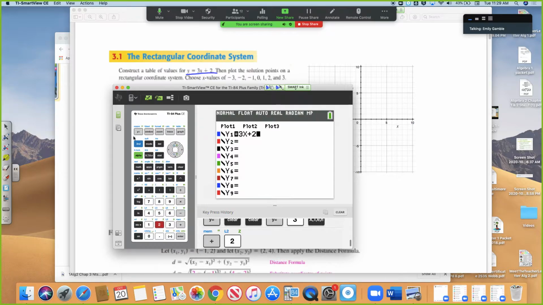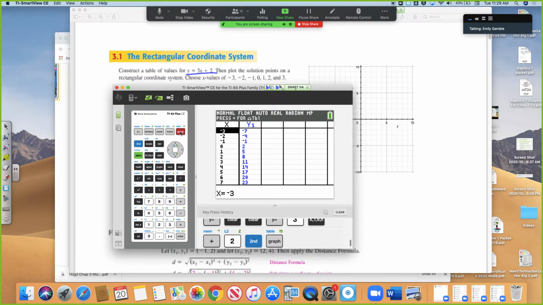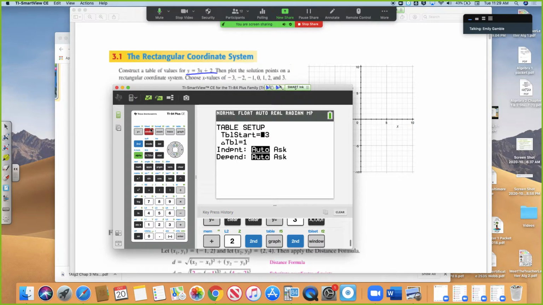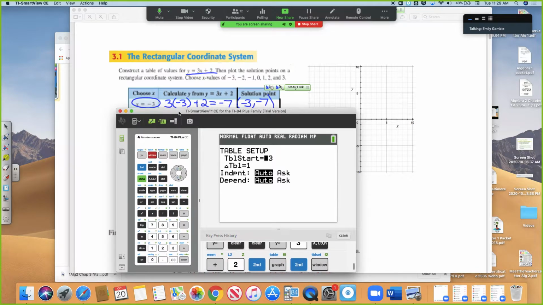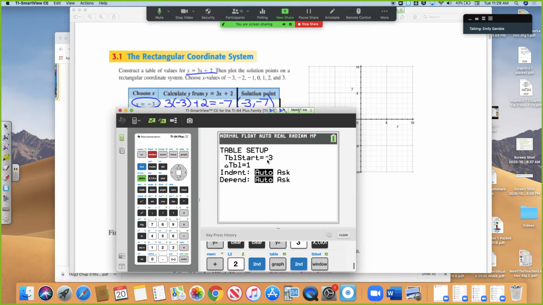To get to the table, you hit second graph, and it brings you to a table. Your table right now might be going by ones. It might be going by something different, depending on whatever you did last with your graphing calculator. If it's not right, hit second window and change the table. Start wherever you want. In this case, it wants you to start at -3, so mine's set up starting at -3. And this right here tells you what to go by. Right now, mine's going by ones, which is what this one wants you to do. If it wanted you to go by 0.5s or 10s, then you could change this. But I have mine starting at -3, going by ones.